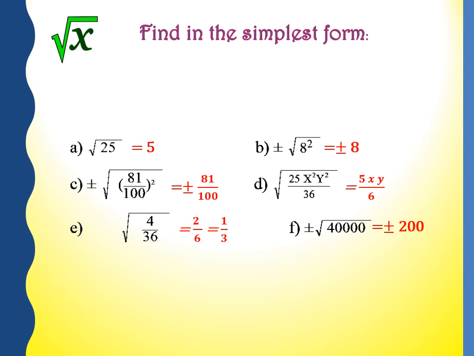40,000. The square root of 4 is 2, and the square root of 10,000 is 100. Each 2 zeros under the root come out as 1 zero, and each 4 zeros under the root come out as 2 zeros. Then the answer here is plus or minus 200.